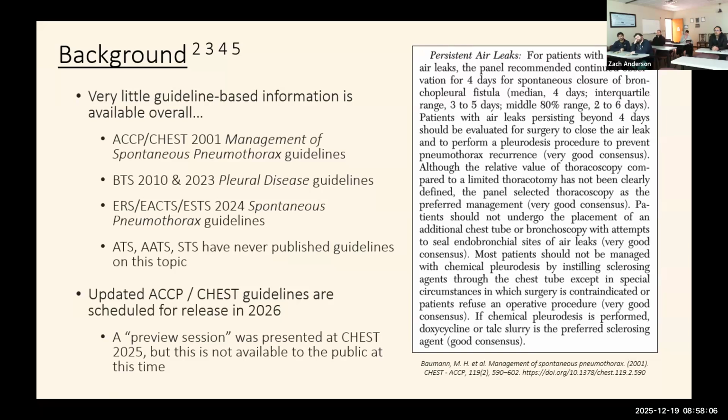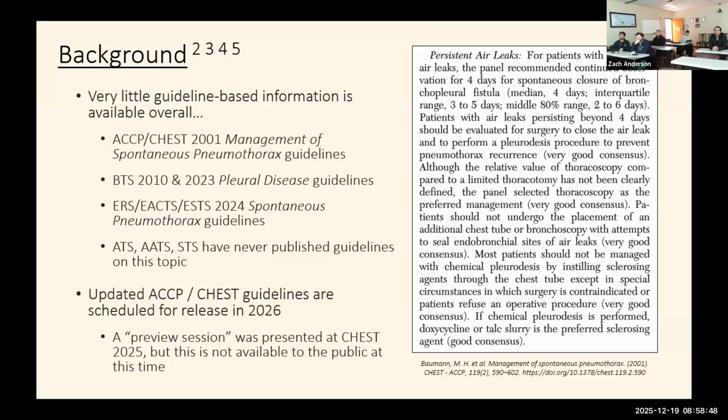2001 and until BTS 2010, this was the only paragraph about persistent air leak in the entirety of any major organization's guidelines. ACCP released their spontaneous pneumo guidelines in 2001. This is why that picture is there. Other than that, there was nothing else about it. There's never been a dedicated PAL guideline. BTS 2010 and 2023 said some things about it, and then ERS in 2024 really is the first guideline document that has any PICO questions related to persistent air leak.